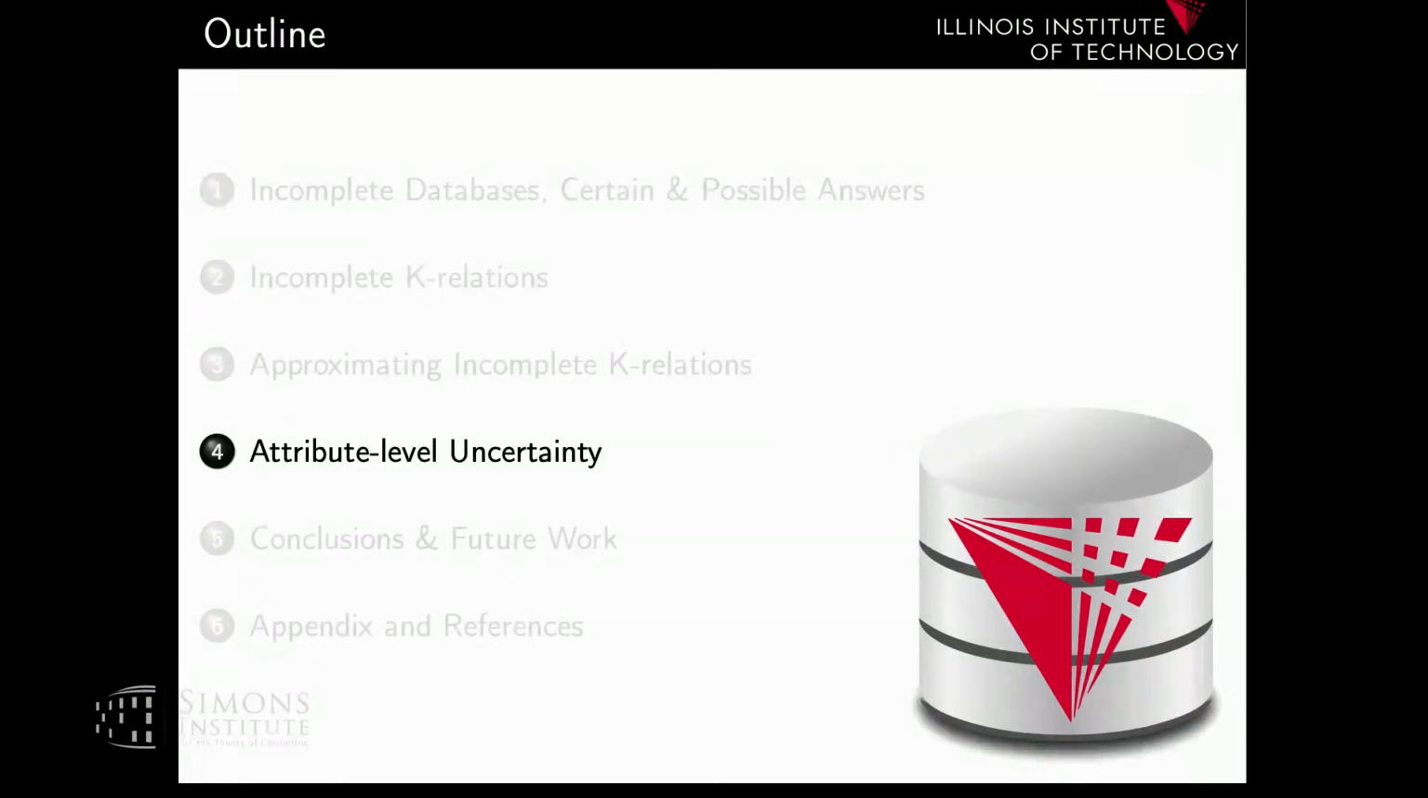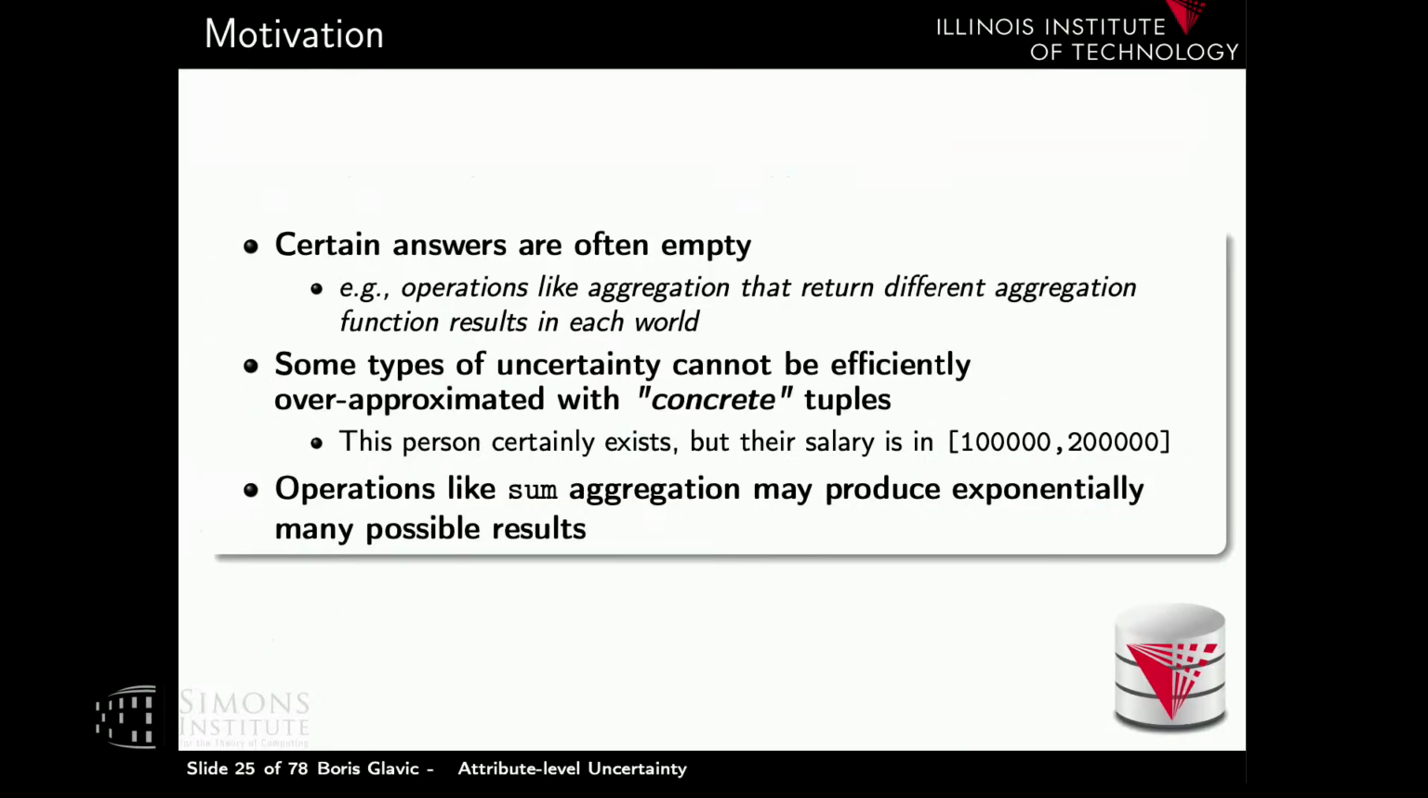But now if we want to go beyond full relational algebra, if we want to also look at aggregations and maybe also for certain types of incompleteness, they are not really efficiently representable in a model where you have concrete attribute values. So what I mean, let me give you a few examples, right? One common problem is that for operations like aggregation, certain answers are typically empty because this operation will return a different aggregation function result in most worlds, right? So that means certain answers can be defined, but are maybe not super useful.